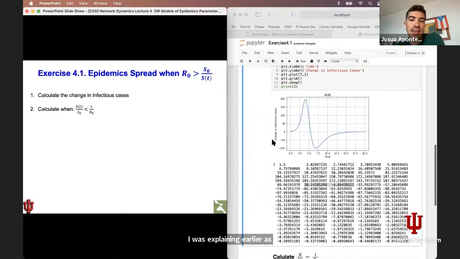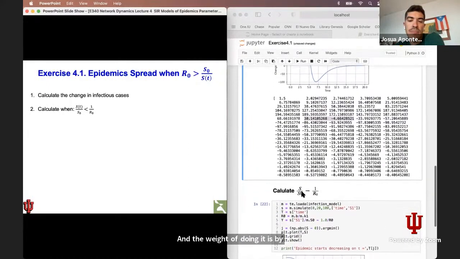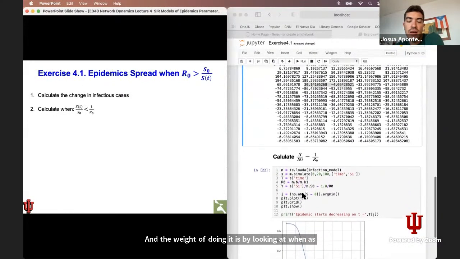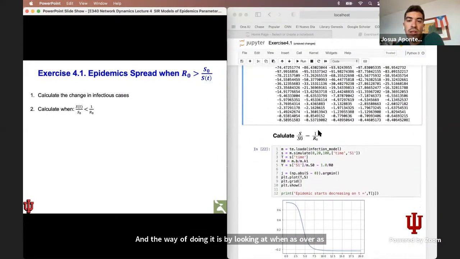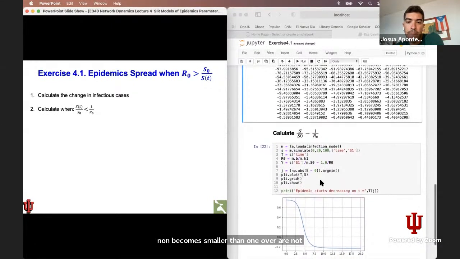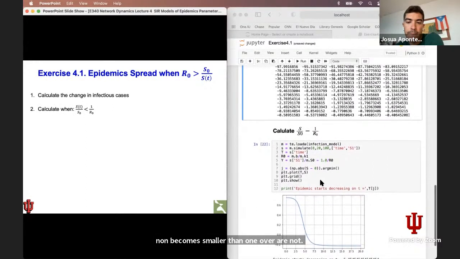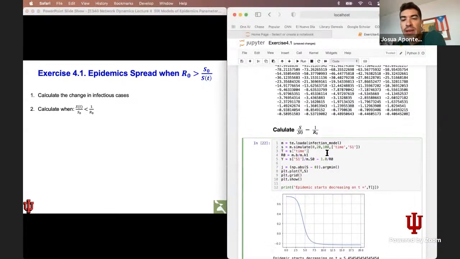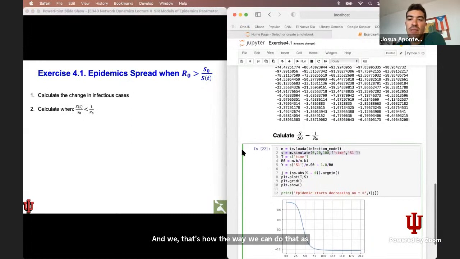And the way of doing it is by looking at when S over S naught becomes smaller than 1 over R naught. And the way we can do that as well is we simulate the model again, right? But this time, instead of looking at J1 and J2, we just look at S1.